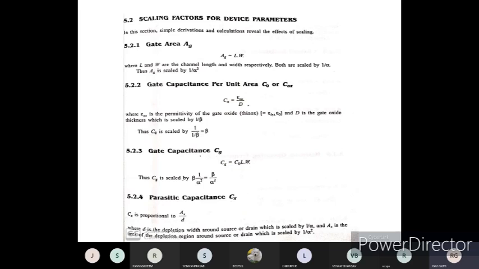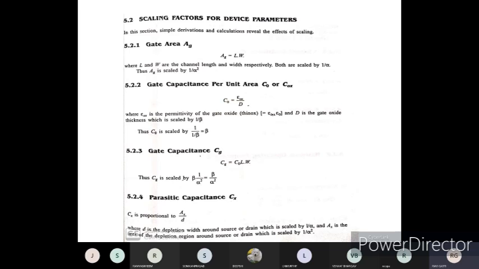The parasitic capacitance Cx is given by Ax divided by D, where D is the depletion width around the source and drain. Since it is a linear dimension, we can scale it by 1 by alpha, and Ax is the area. Generally, we can represent the area in terms of L into W, where L is 1 by alpha and W is 1 by alpha.